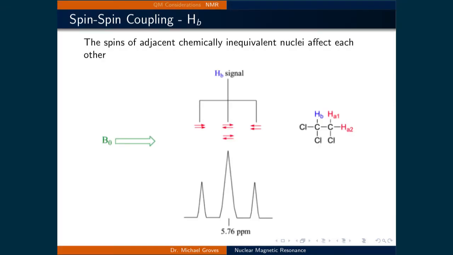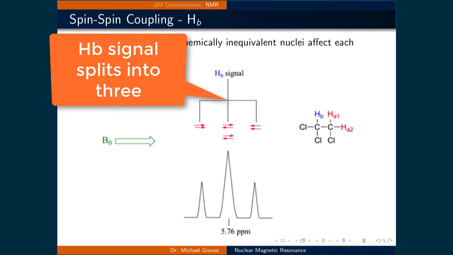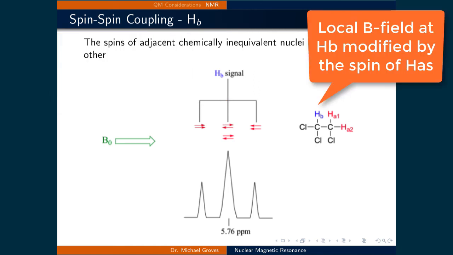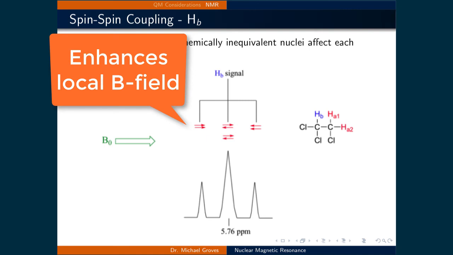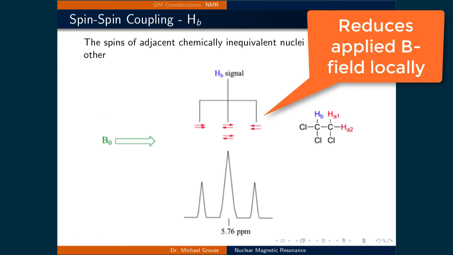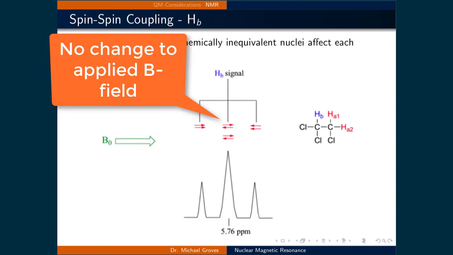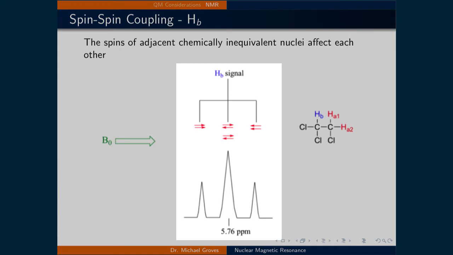Let's now look at the spin-spin coupling effect for HB. The signal for HB is split into three because there are more possibilities for the spin combinations of the HA nuclei. So again, starting with the signal for the HB nuclei, it experiences a local magnetic field that is modified by the chemically inequivalent hydrogens, the HAs. Since there are two of them, there are four combinations for their intrinsic spin: both being parallel, both antiparallel, and the two mixed states. The two parallel states enhance the local magnetic field experienced by HB. The two antiparallel cases shield the HB proton from the applied magnetic field. And the two mixed states cause no change at all since their effect is canceled. This is why there are three peaks.